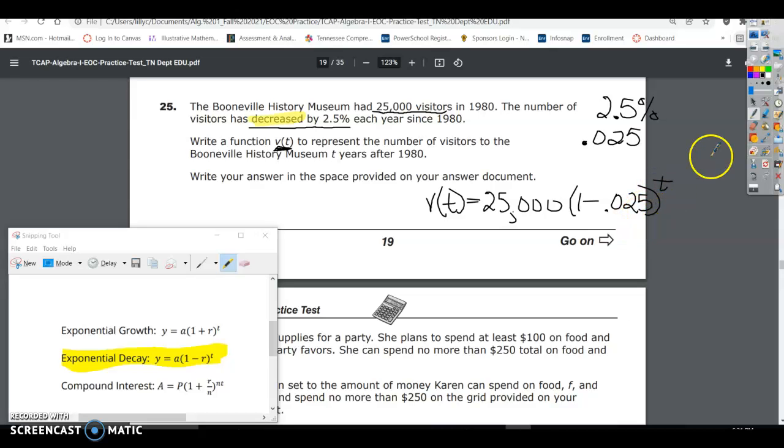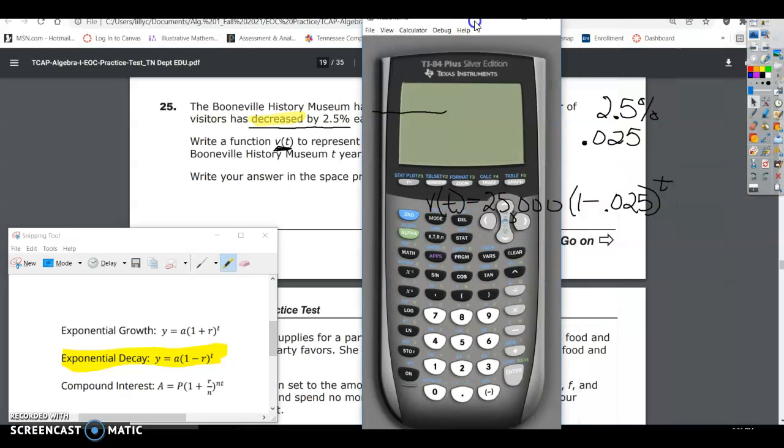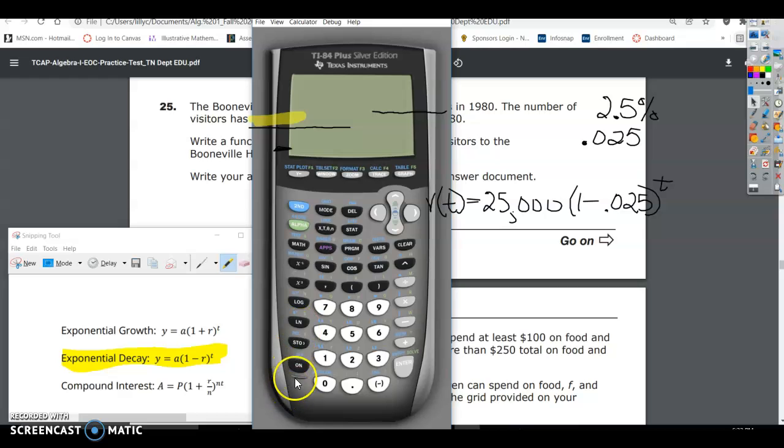So all I have to do is take my calculator and figure out what that number is. So we can simplify it just a little bit. I'm going to do second quit, that'll get me out of that. So I'm going to do 1 minus 0.025, and that's going to give me 0.975.